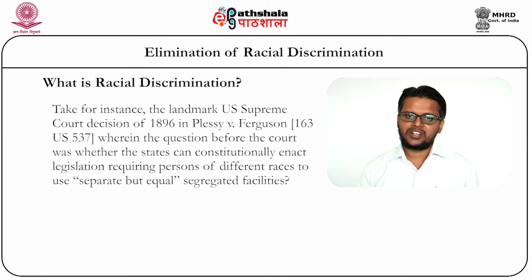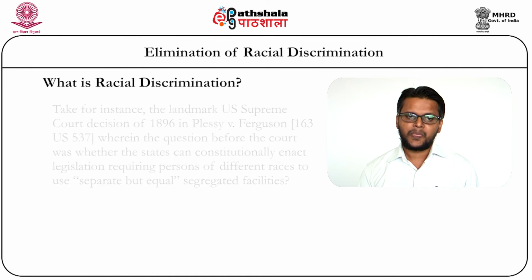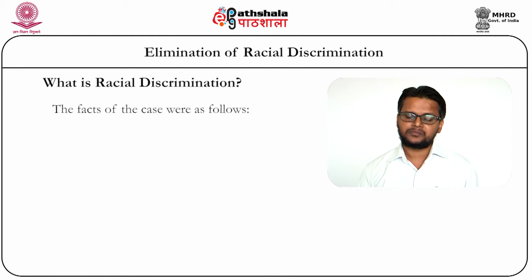Take for instance the landmark US Supreme Court decision of 1896 in Plessy versus Ferguson, the citation of which is 163 US 537, wherein the question before the court was whether the states can constitutionally enact legislation requiring persons of different races to use separate but equal, I will repeat it again, separate but equal segregated facilities. The facts of the case were as follows.